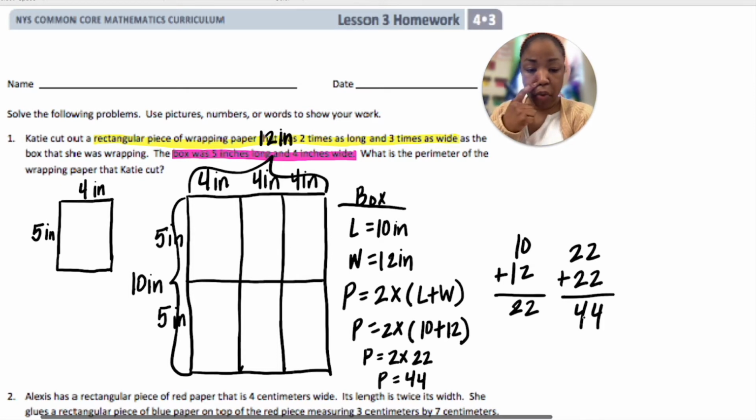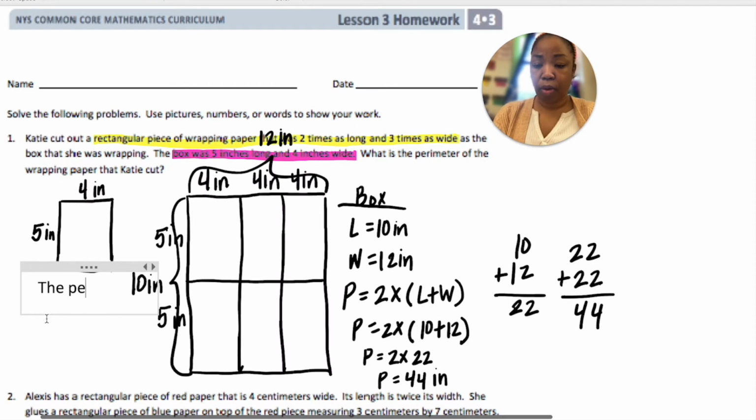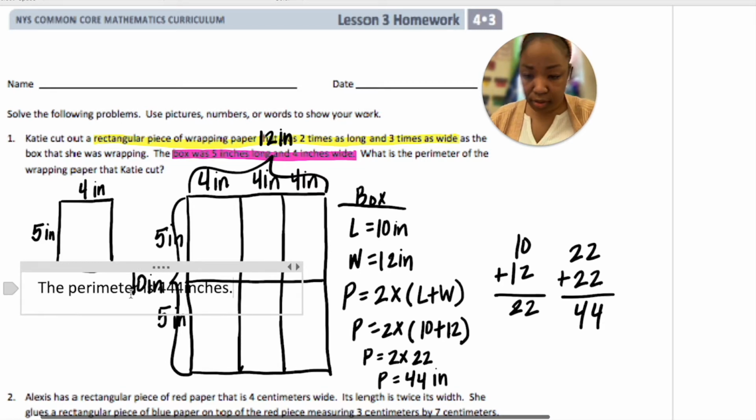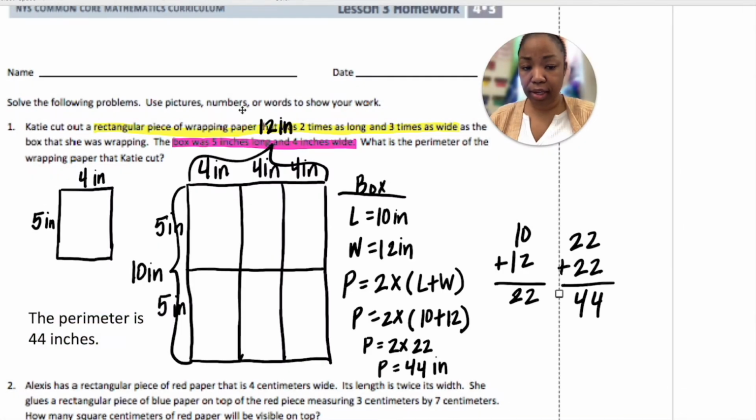Makes 44. And it's so important that you include the inches, the units. Remember, we're not doing area, so it wouldn't be square units. It would just be what the units is, and in this case, it is inches. The perimeter is 44 inches. Again, the perimeter is 44 inches. Let's go on to number 2.